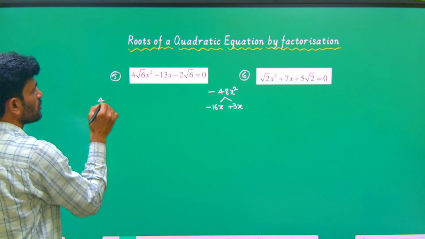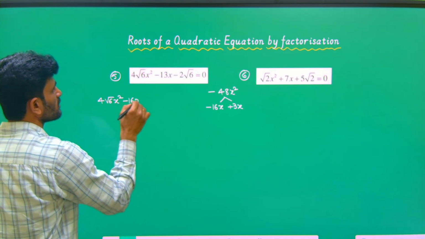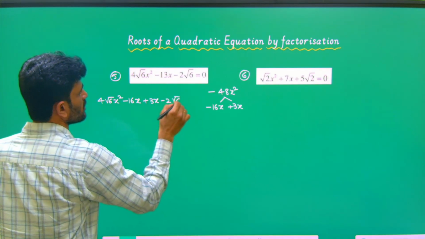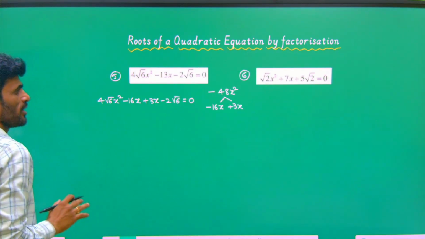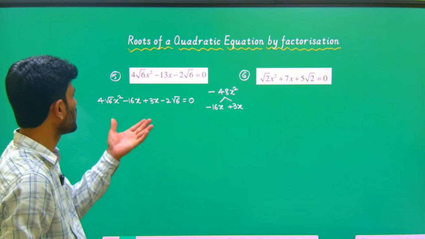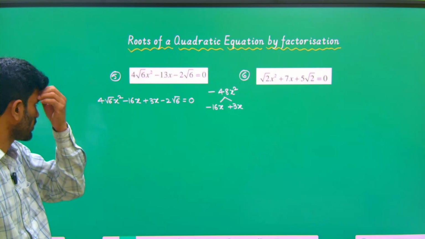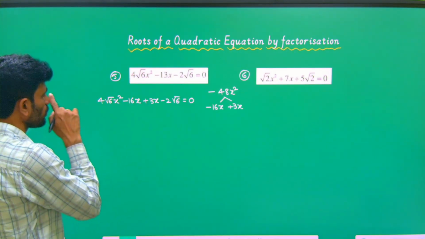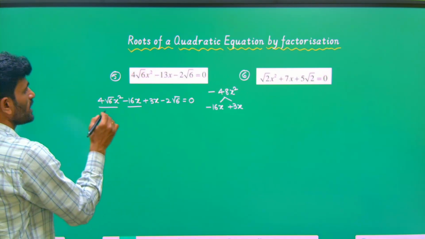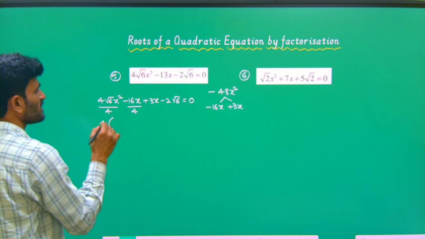So we can write it as 4 root 6 x square minus 16x plus 3x minus 2 root 6 is equal to 0. This is okay, but now it is different from other problems. In other problems, we were able to directly find what is common in the first two terms and the next two terms. Here it will be difficult, because if you see the first two terms, you will think, okay, 4 is common in both, so you will take 4 common. Let us see what happens.